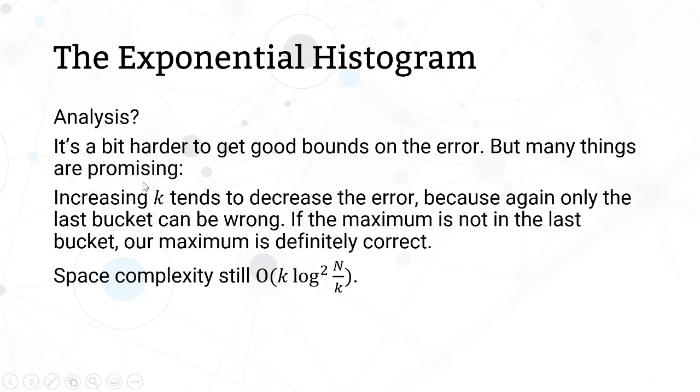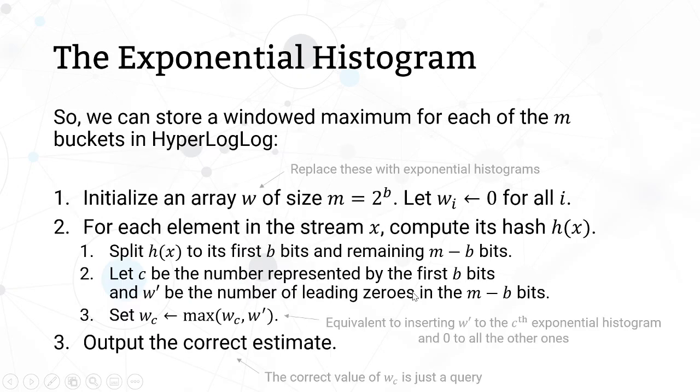It's harder to do an actual tight analysis on the bounds of the error, but at least many things are promising. If you increase k, this will tend to decrease the error, because again, only the last bucket can be wrong. So if you increase k, then the number of elements in that last bucket is going to be smaller and smaller, because the size will be smaller. So the chance that the maximum is actually there as opposed to somewhere else will be quite small. And of course, if the maximum is not in the last bucket, then we showed that it's definitely correct, because it falls within your window. And the space complexity, for the same reason, remains the same. And in fact, if we have this, then we already have the HyperLogLog windowed version immediately as a corollary.